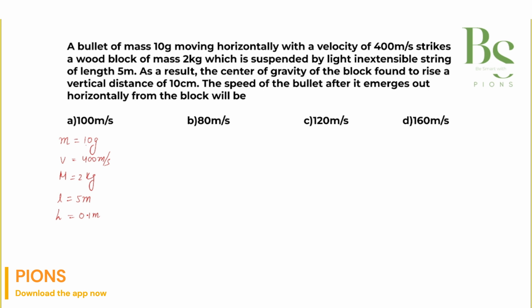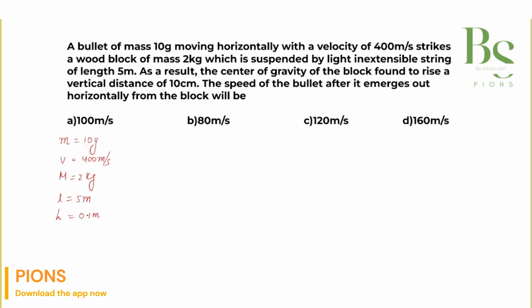So that is quite interesting. What is happening here is there is a string, and to this string a wooden block is attached. When you hit it, it is struck by the bullet. So the bullet is going and hitting this block, and the center of gravity is changing its height. So we have to find the speed of the bullet after it is emerging out.